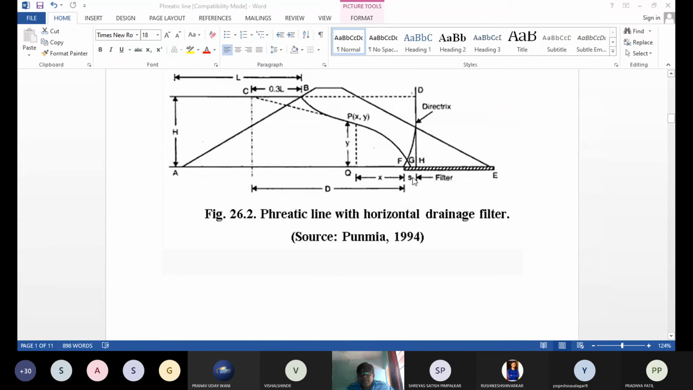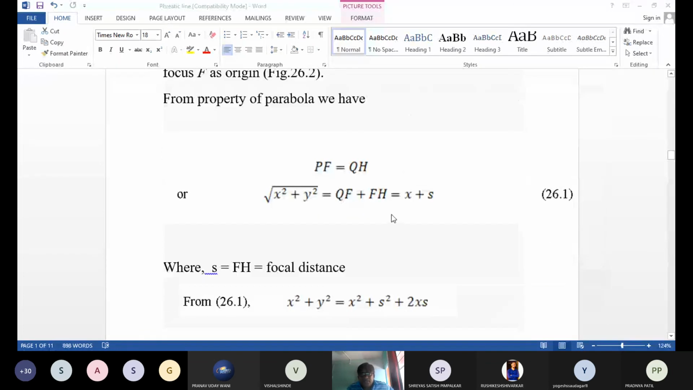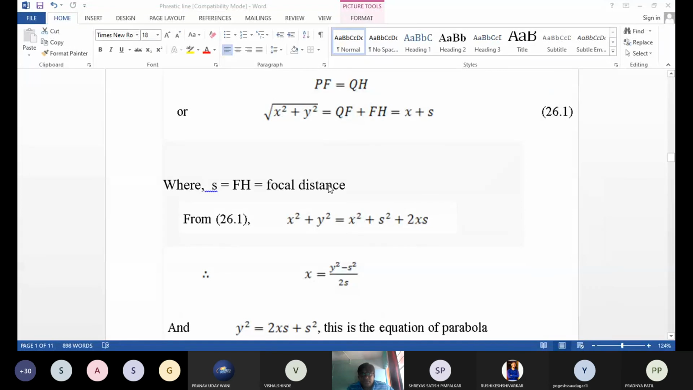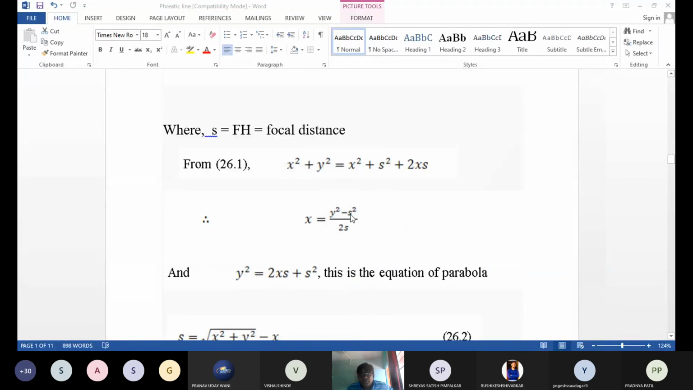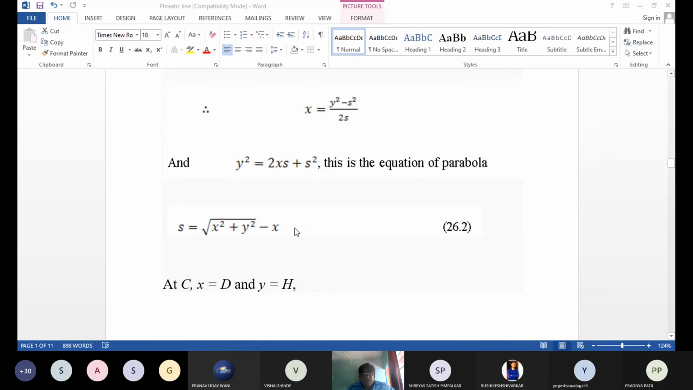That is now x plus s. Here s is the distance of the directrix from the focus point, and you will get the equation x plus s, where s is equal to the focal distance. Simplifying this, x square plus y square, x is equal to y square minus s square by 2s. Then this parabola equation represents y square is equal to 2xs plus s square. This is the equation for the parabola.